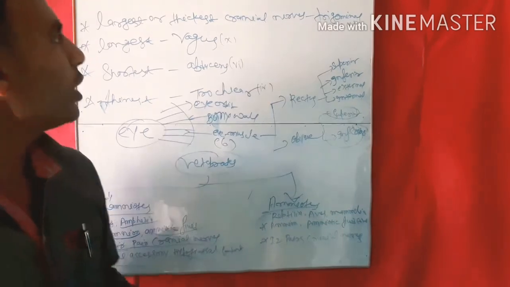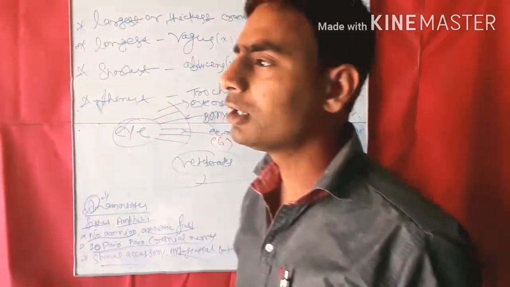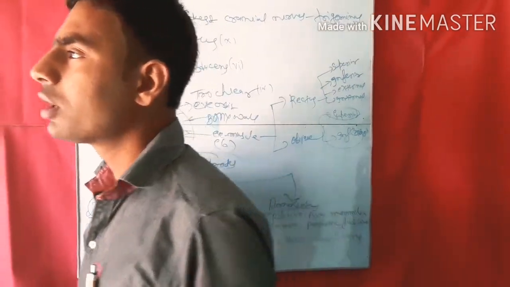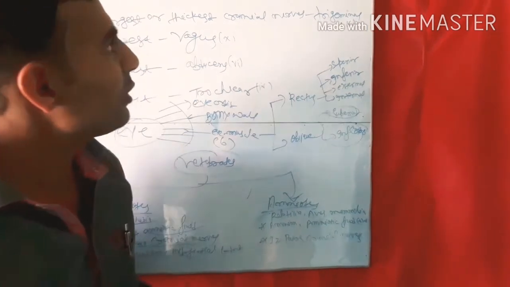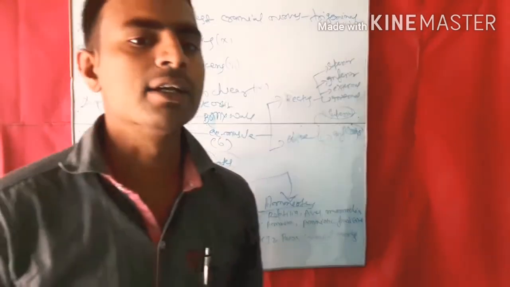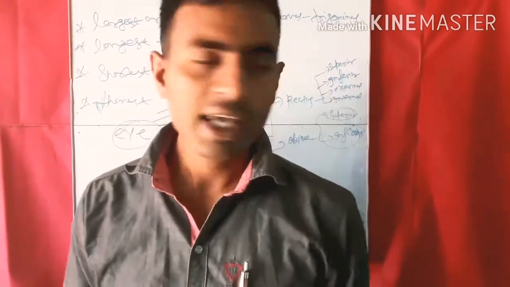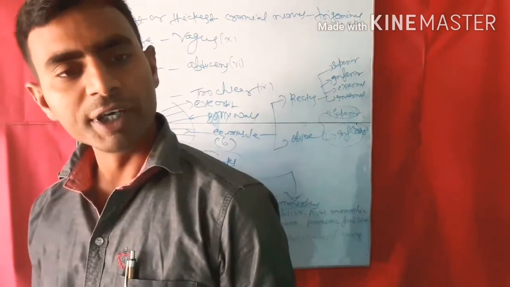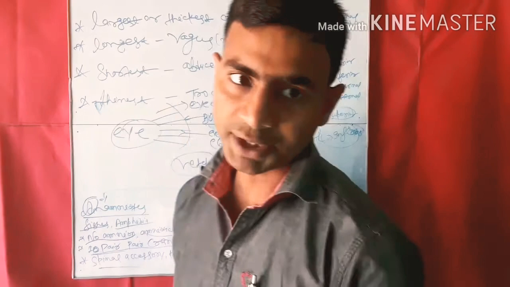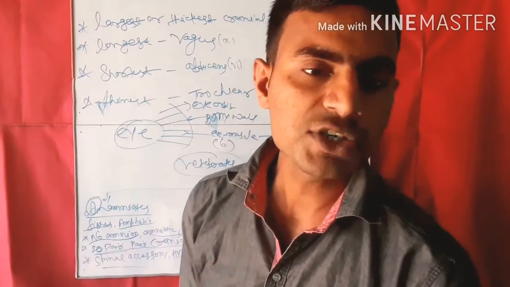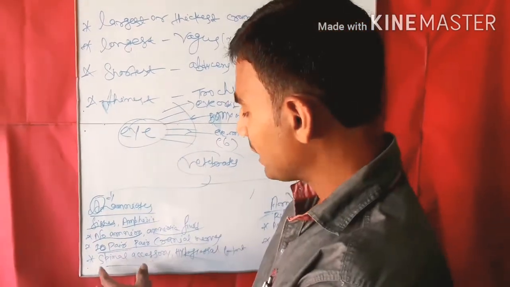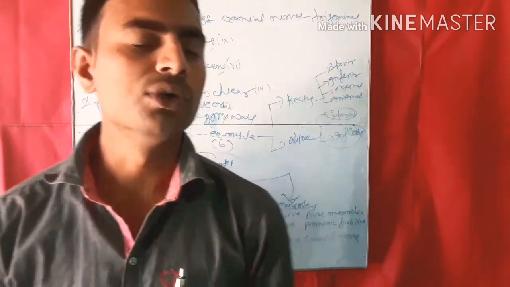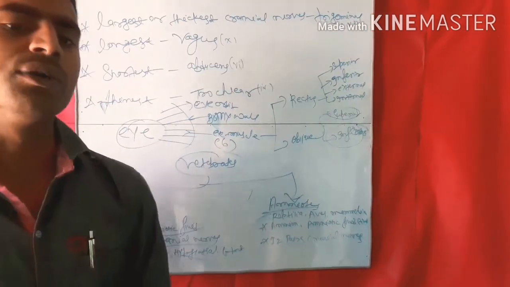Like you know, we have 12 pairs of cranial nerves: olfactory, optic, oculomotor, trochlear, trigeminal, abducens, facial, auditory, glossopharyngeal, vagus, spinal accessory, and hypoglossal cranial nerves. In the human body 12 pairs of cranial nerves are present, but in anamniotes the last two pairs, the 11th pair, the spinal accessory, and the 12th pair, the hypoglossal, are absent in anamniote vertebrates, in which amniotic fluid is absent.